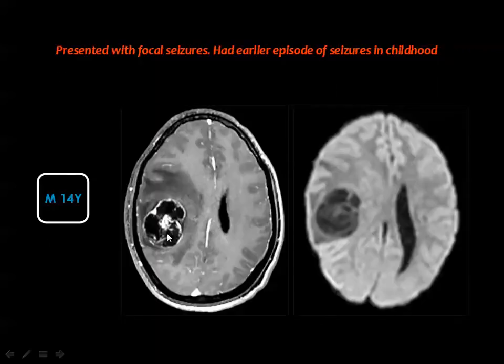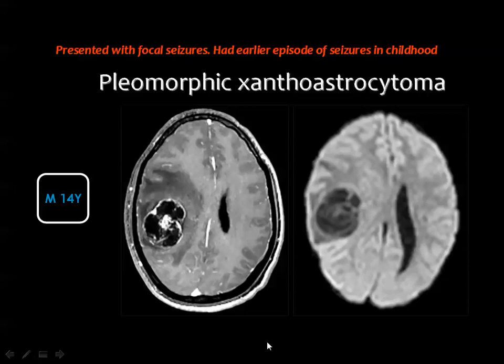If you look here, you see the nodule with a cystic component, but in the diffusion weighted images, you got free diffusion. And this is pleomorphic xanthoastrocytoma. Yes, and the nodule here is not superficially located. And I have said also that many of the rules are not absolute.